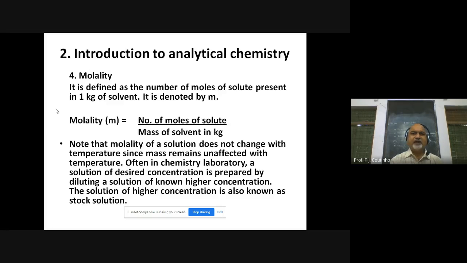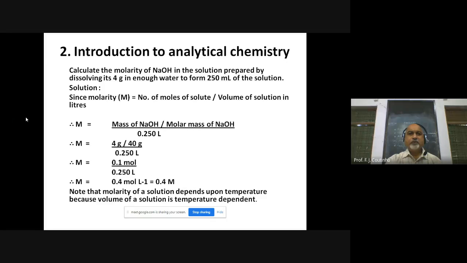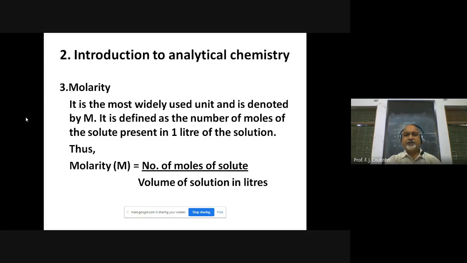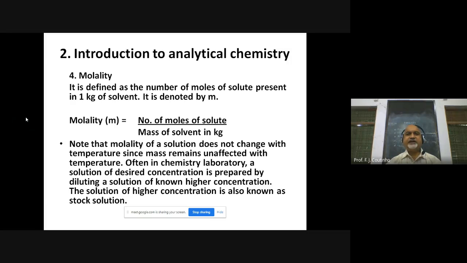Solute is dissolved in 1 liter, present in 1 liter. But in molality, it is 1 kilogram of solvent. So it is the number of moles of a solute present in 1 kilogram of a solvent. Here in molarity, it is denoted by capital M. But in molality, it is denoted by small m. So that is the major difference.